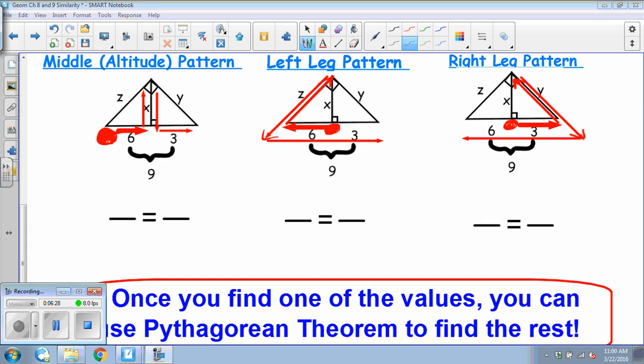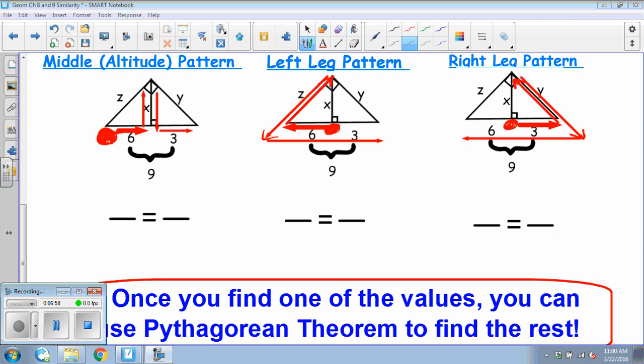So, let's say you were given this problem, and you needed to find what X is. You don't have enough information to use the Pythagorean theorem, correct? You have 6, you would need to know what Z is in order to find X. You need at least 2 of the 3 sides of a right triangle to figure out the third side. Well, using this pattern is a way to set up a proportion so you can cross multiply and solve without having 2 of the 3 sides.